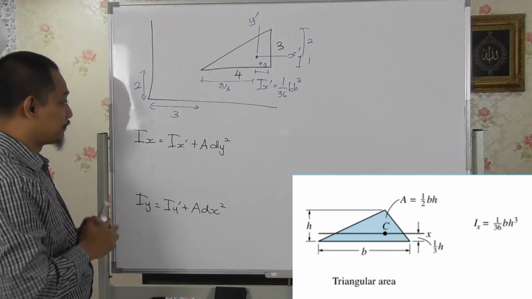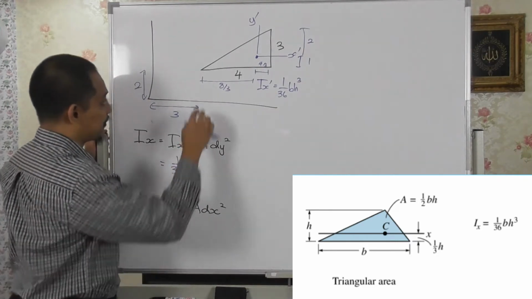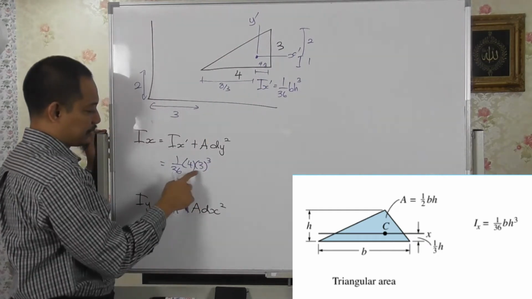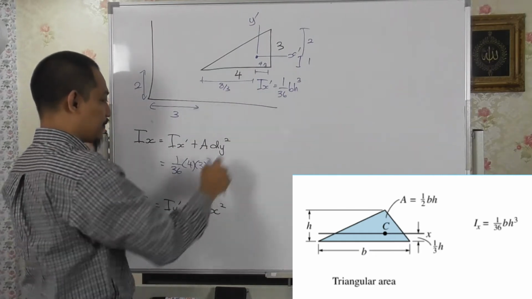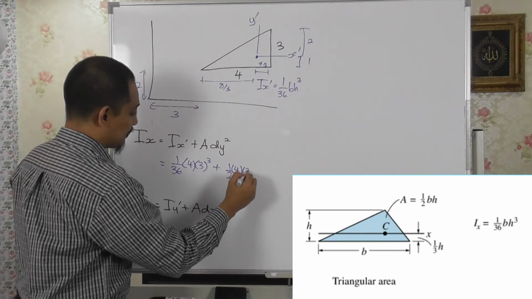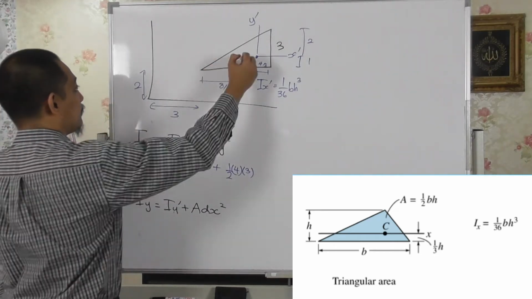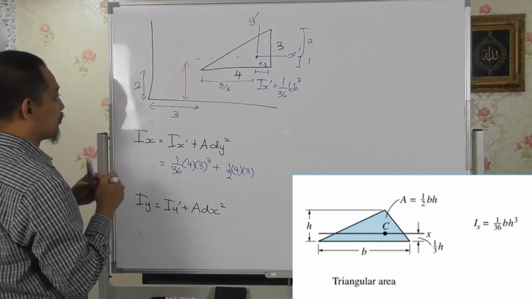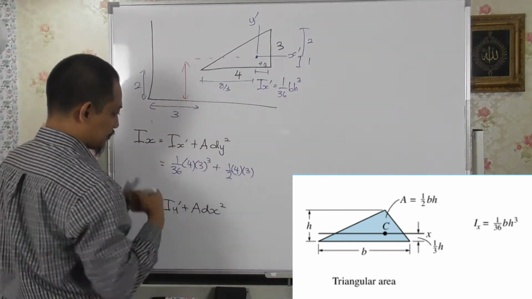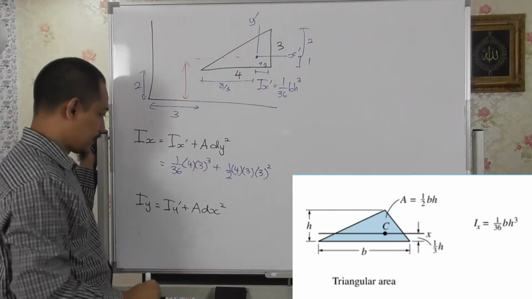Alright, now if you are calculating for Ix prime, it is 1/36, b is 4, and then 3 cube, right? 1/36 bh cube from here, and then plus the area, which is half times 4 times 3, the area of the triangle, and then dy squared is this one, right? So it should be 2 plus 1, it becomes 3, so you have 3 square for dy square. Do not forget the square, right?